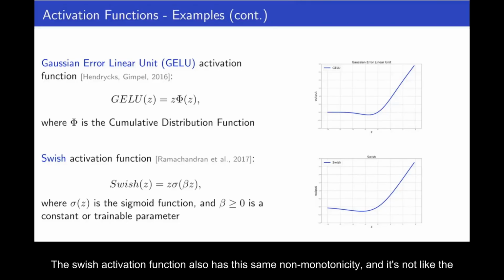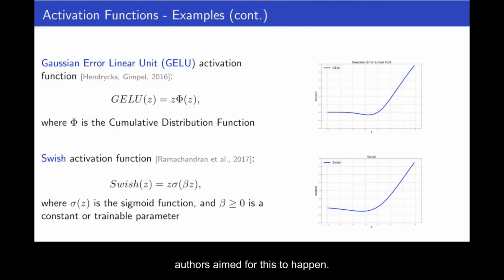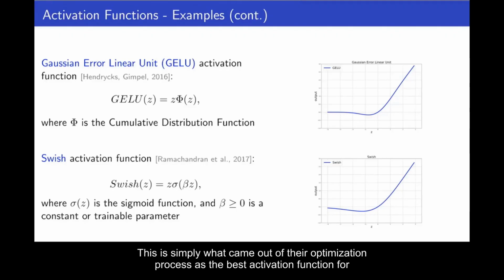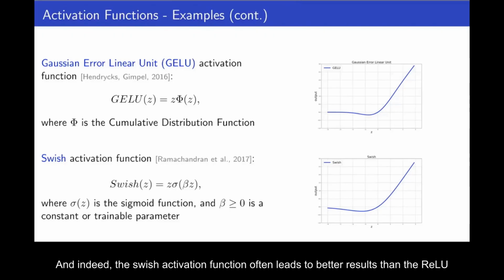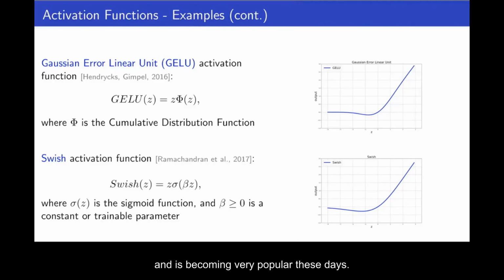The swish activation function also has this same non-monotonicity, and it's not like the authors aimed for this to happen. This is simply what came out of their optimization process as the best activation function for their problems. And indeed, this swish activation function often leads to better results than the ReLU and is becoming very popular these days.